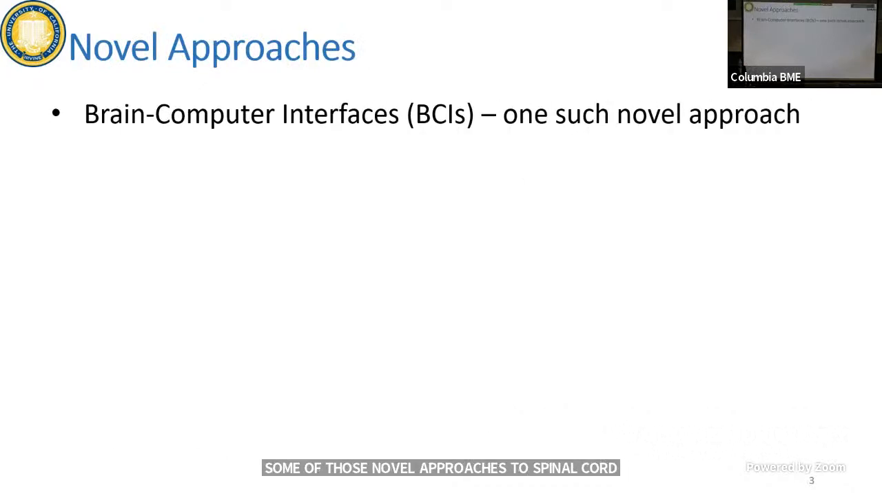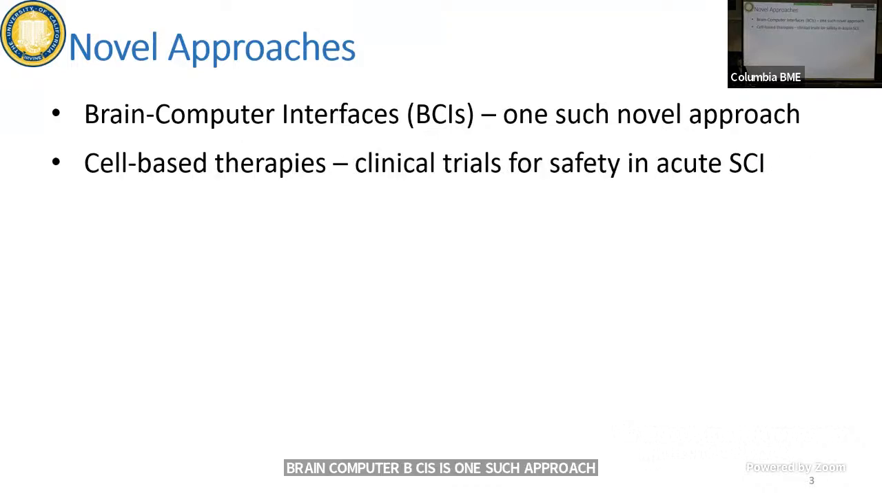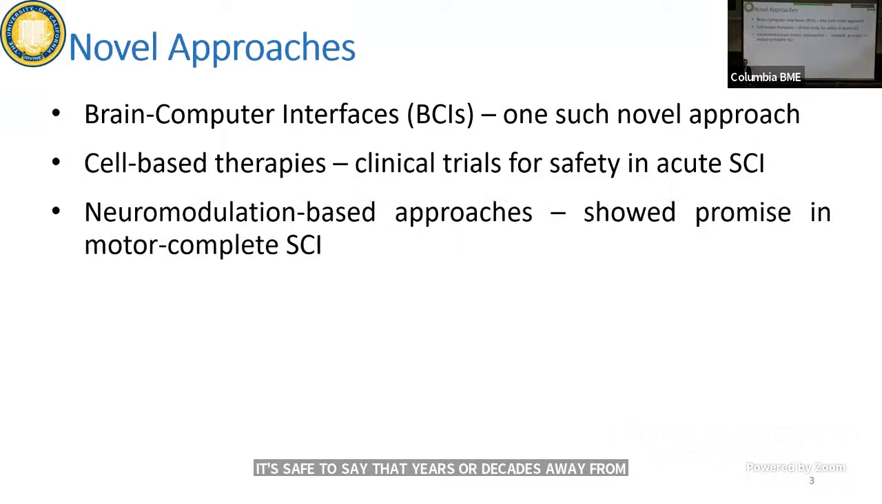So what might be some of those novel approaches to spinal cord injury or stroke? Brain-computer interface is certainly one such approach, and you'll hear more about it today. There's other things, cell-based therapy, aka stem cells. Many of you are familiar with this, and this department is very well known for the work. I should also say that Professor Saida is also one of my role models when it comes to BCIs, speaking of this great department. There are currently clinical trials for safety in acute spinal cord injury, and I think it's safe to say that we are still years, if not decades away before these therapies lead to any measurable improvement, which doesn't mean that they shouldn't be pursued.